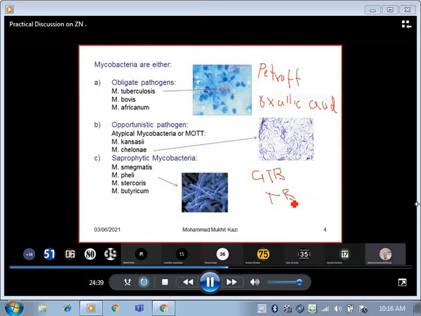They need an opportunity. And when do these organisms get the opportunity? If a person is HIV positive or has an immunocompromised status, at that time any organism, forget about the mycobacteria, even Staphylococcus epidermidis, can cause infection.